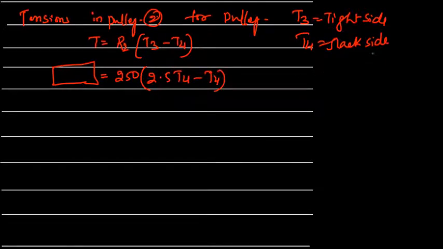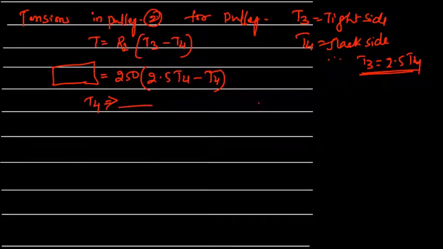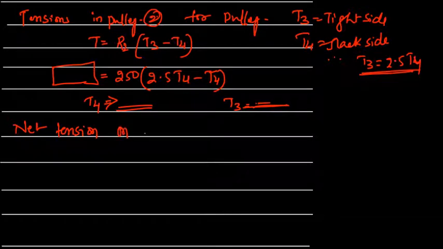So now by solving this one, you can just note down. T3 equal to 2.5 times of T4. So this is the given data. Now you solve for T4 here. Once you get the value of T4, then you calculate the value of T3. So the net tension on pulley 2.